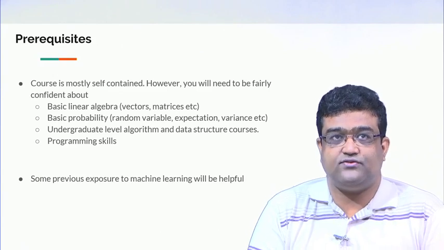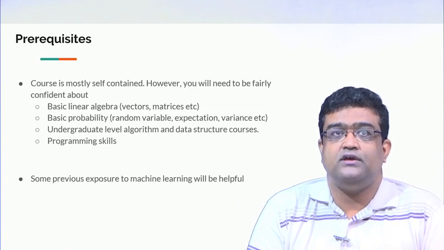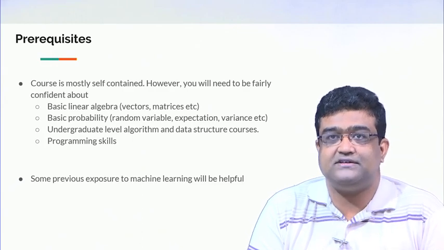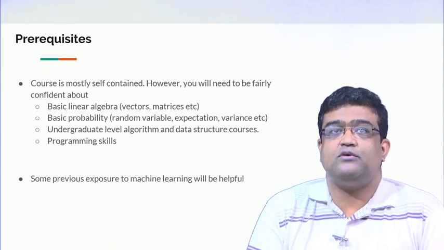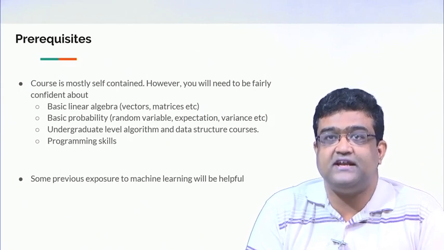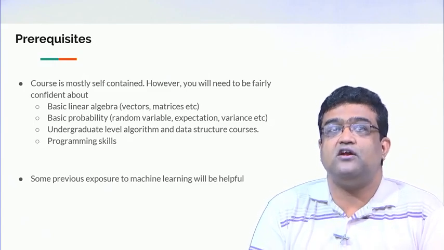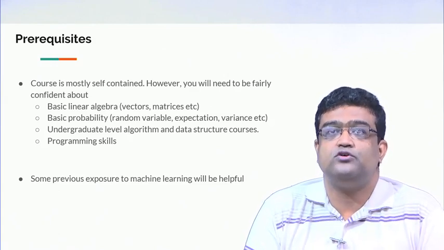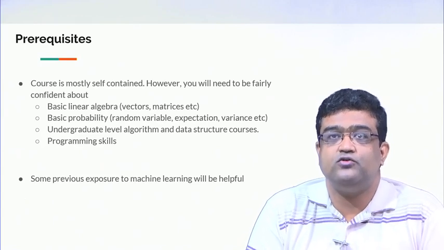The prerequisites for the course are mostly self-contained. However, you need to be confident about basic linear algebra such as vectors, matrices and operations on those. You need to be confident about basic probability such as random variable, expectation, variance, things like that. You need to be confident about an undergraduate level algorithms course and a data structures course, and you need to have good programming skills. Previous exposure to machine learning will be helpful.